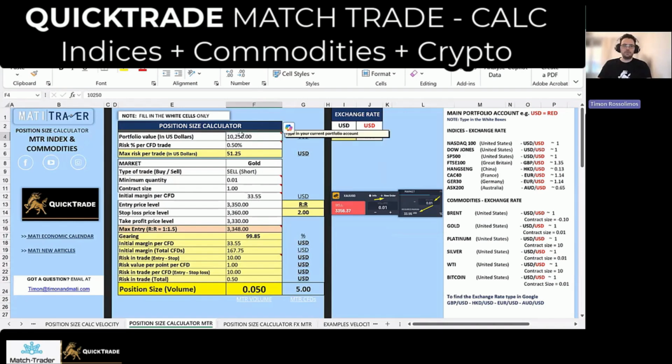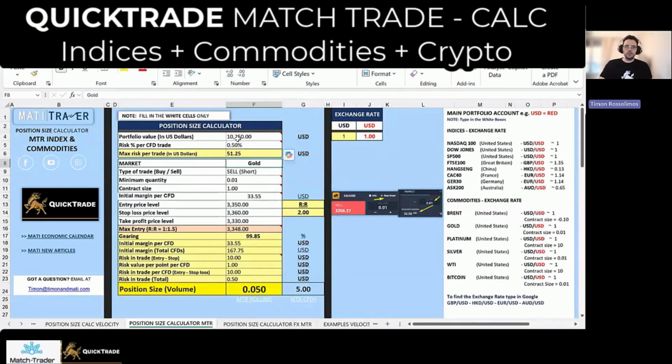Let's say your portfolio is $10,250 US. The risk percentage per CFD is 0.5%. So the max risk is $51. The market you're going to be trading is gold. So remember, the most important thing is white cells are the ones that you type in. It's the input. The yellow cells will calculate for you.